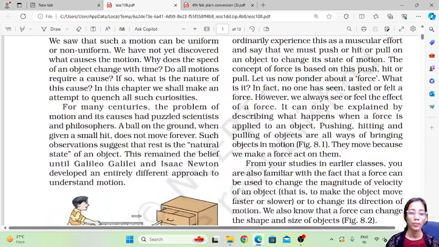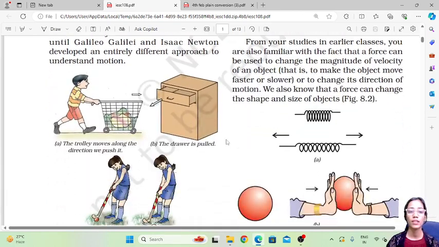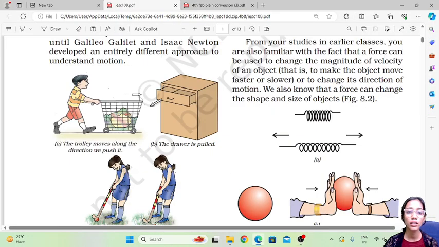Okay, so when we talk about a force, the clear definition of force is that it is a push or a pull. Okay, when there is an object, now there is a trolley. This trolley is moving in the direction of the push. The boy is pushing the trolley, so it is moving in this direction. If someone pulls that trolley from this side, it will be pulled on the other side.